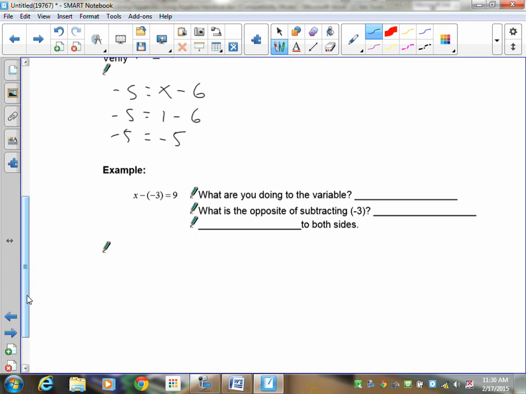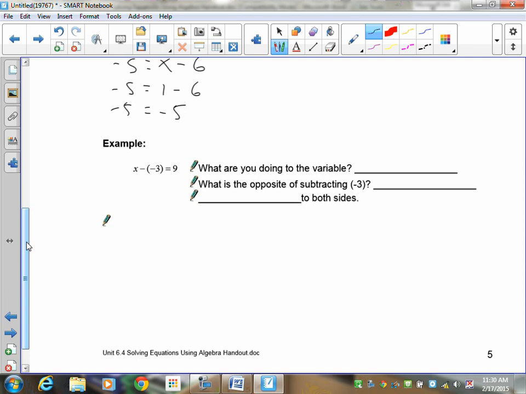I've got x take away negative 3 is equal to 9. So if I'm taking away negative 3, what's the opposite? Well, let's take a look. What are we doing to the variable? I'm taking away a negative 3. Treat the negative 3 just like you would treat any number. What's the opposite of subtracting a negative 3? I'm going to add a negative 3. So I need to add negative 3 to both sides.